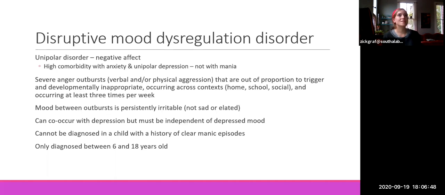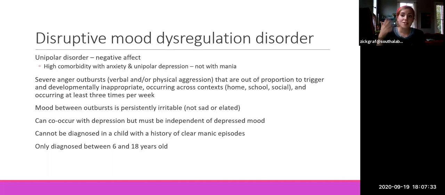which is characterized by severe anger outbursts that are not proportionate to the thing that triggered them, that occur in multiple contexts, so not just with mom and dad, but also at school and with friends or with grandparents or other family members, because kids are more likely to act out with their parents than in any of those other contexts. These anger outbursts have to occur at least 3 times a week, and they have to be developmentally inappropriate, because anger outbursts that occur 3 times a week are actually very developmentally appropriate for toddlers and preschoolers, which is why this disorder can't be diagnosed in a child younger than 6, because any younger than that, and this kind of behavior is actually not developmentally inappropriate. It's not abnormal.